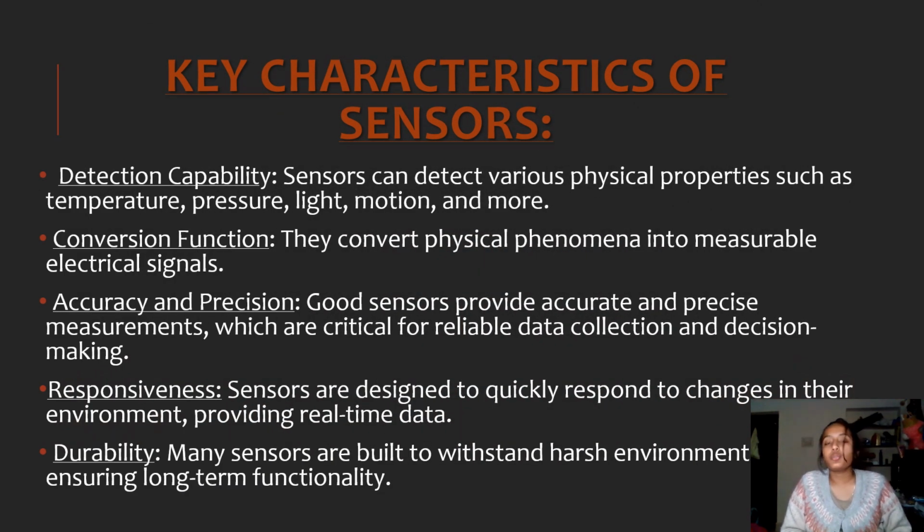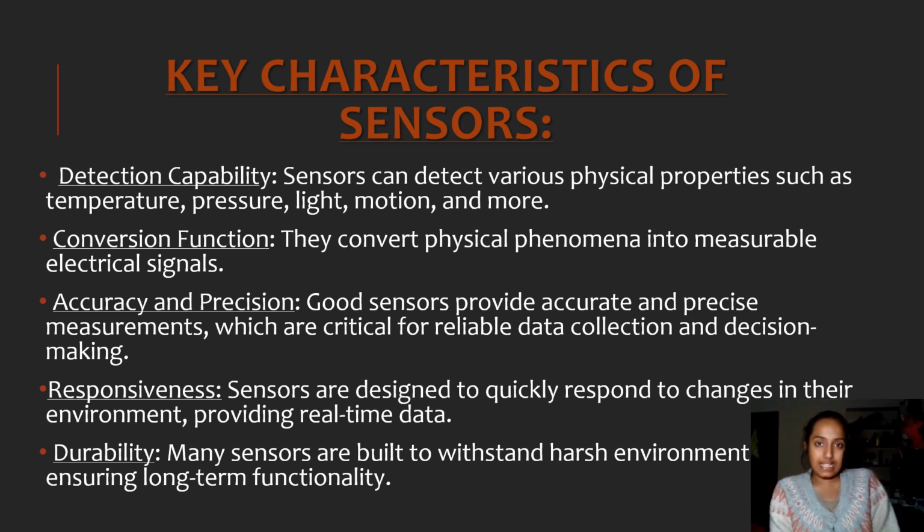Now, let us look into a few key characteristics of a sensor. Detection capability, conversion function, accuracy and precision, responsiveness and durability are the few key functions of a sensor. Detection capability: sensors can detect various physical properties such as temperature, pressure, light, motion and more. What do these things help us do?